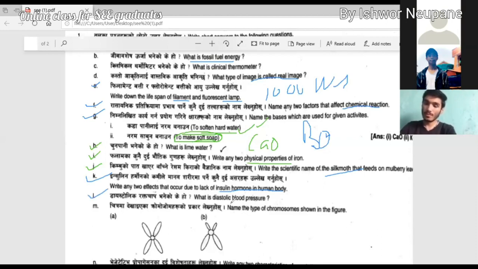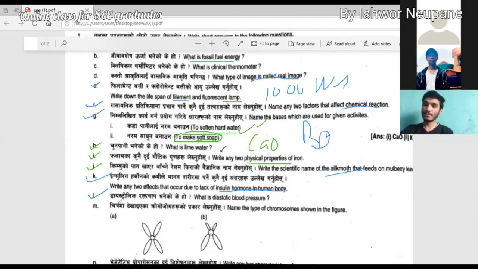Number L. What is diastolic blood pressure? Can you define diastolic blood pressure? Diastolic blood pressure is the pressure exerted by blood on the wall of the artery when there is relaxation of heart muscles. The pressure exerted by the blood on the wall of the artery due to relaxation of heart muscles is called diastolic blood pressure.